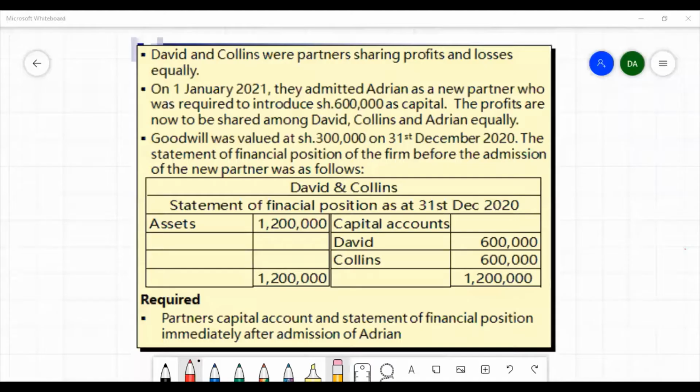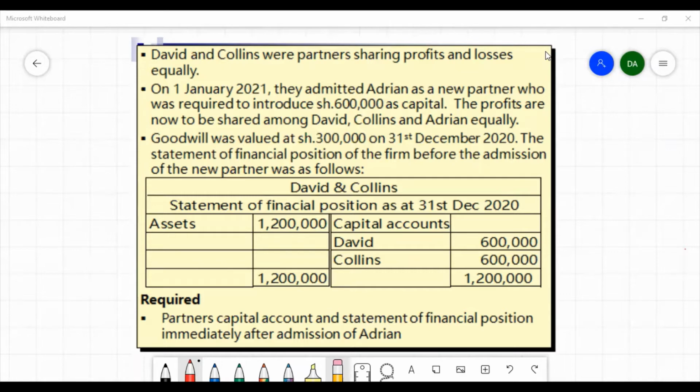To illustrate the two situations, the following example will be used. David and Collins were partners sharing profits and losses equally. On 1st January 2021, they admitted Adrian as a new member who was required to introduce 600,000 as capital.